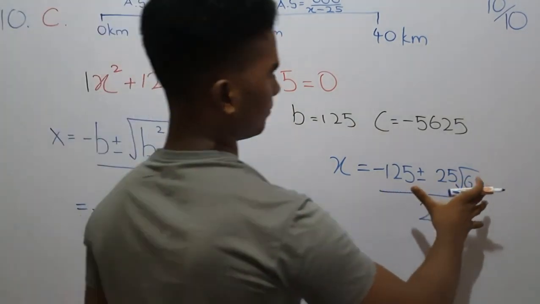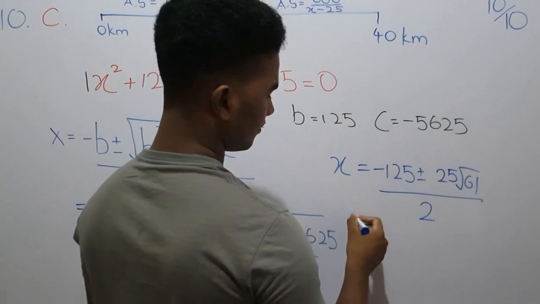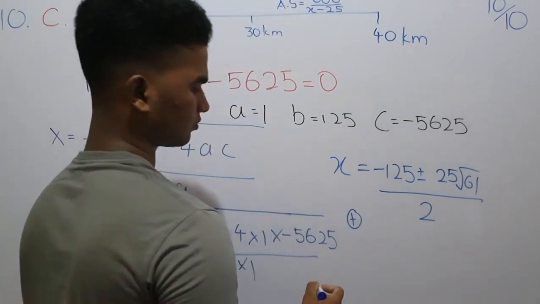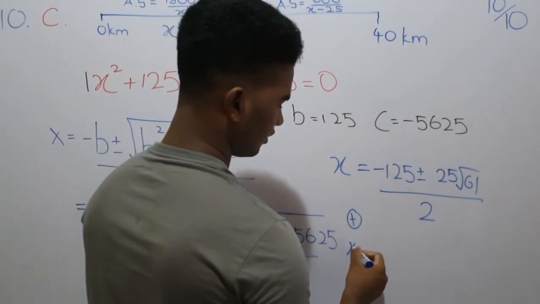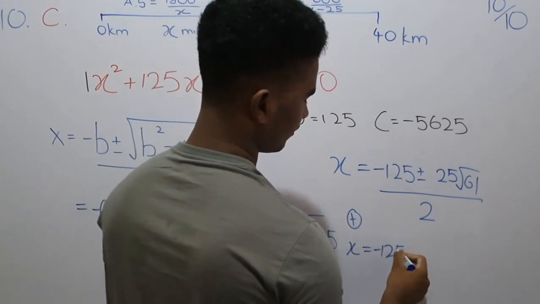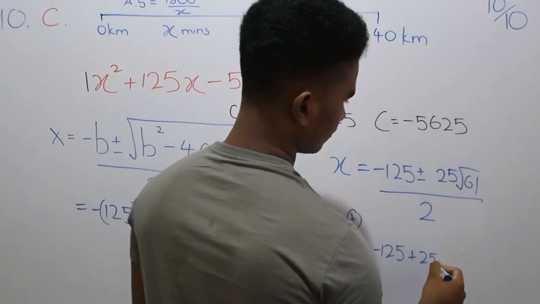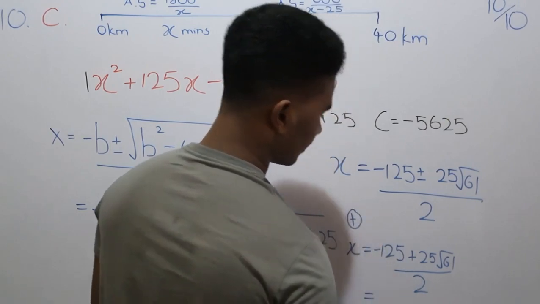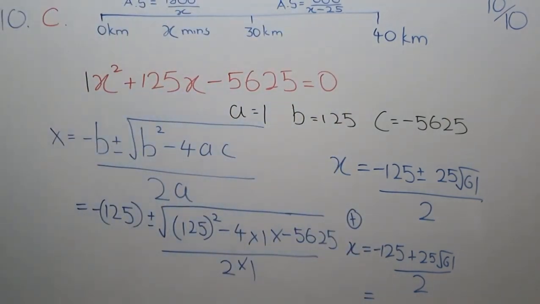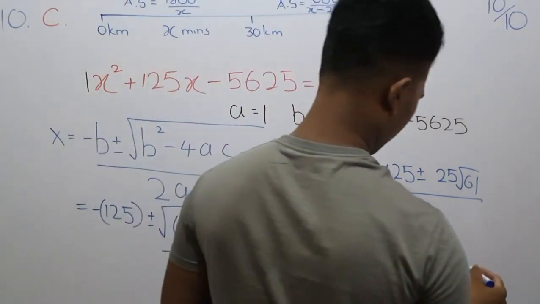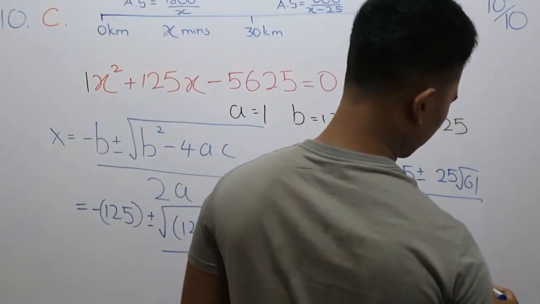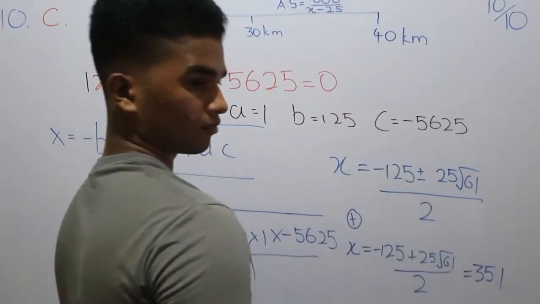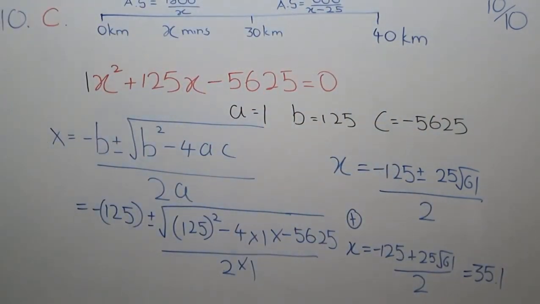that is the formula we built up. Now for plus, we'll solve it separately. X equals minus 125 plus 25 root 61 divided by 2. So when you simplify this, use the calculator, straight away put it and get the answer. So you're getting the answer as 35.1 to 1 decimal place. I'll erase this and write it here for minus.